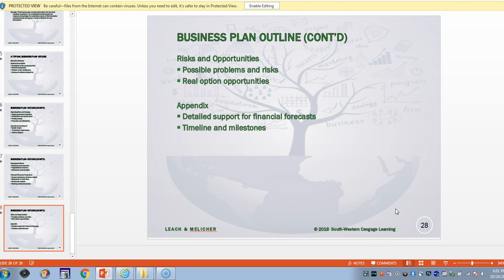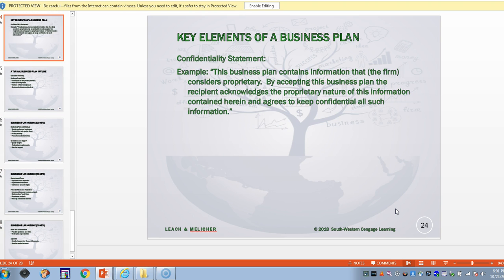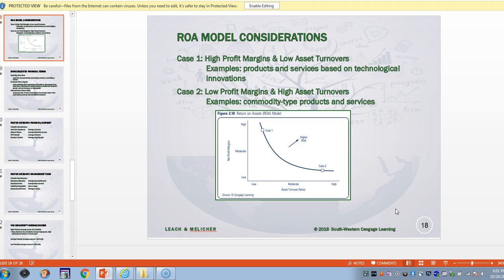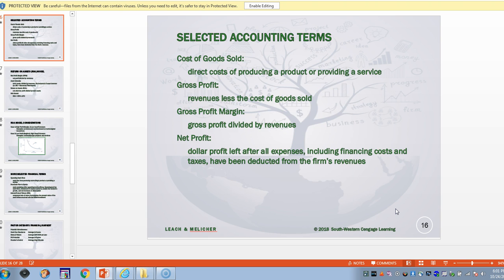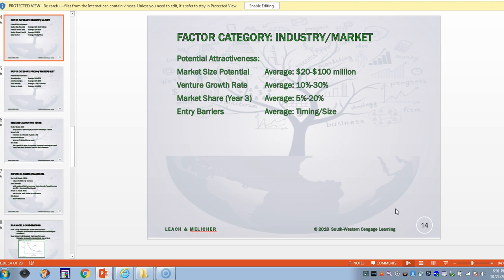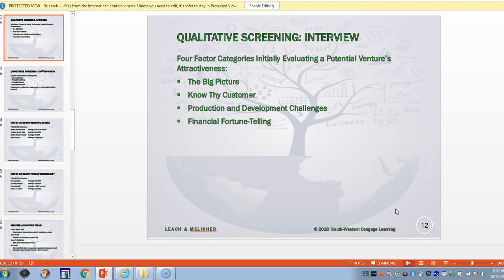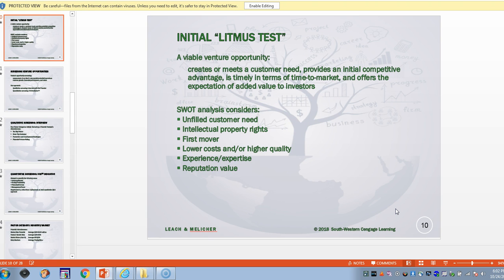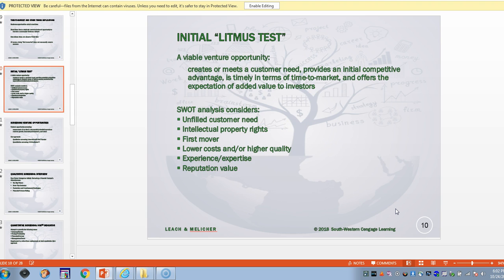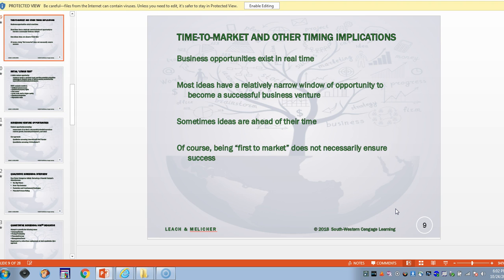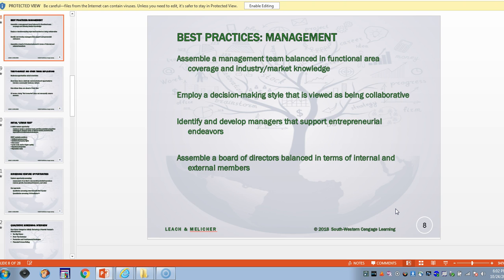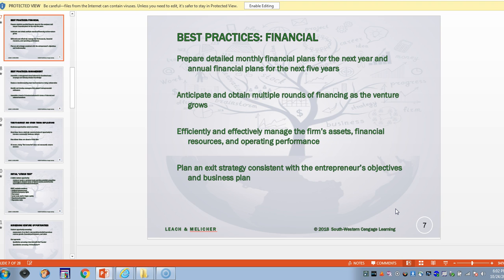All right, so really that's it. There's not too much math in here. And the important concept, as I said, is some of these ratios and these terms here. Cost of goods sold. Slide 16 is important. And what SWOT is. You should know what SWOT is. And business opportunities exist in real time. Different management. So you should go over just some of these terms here.